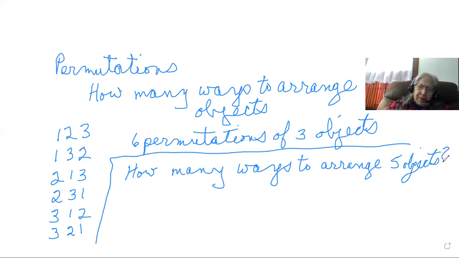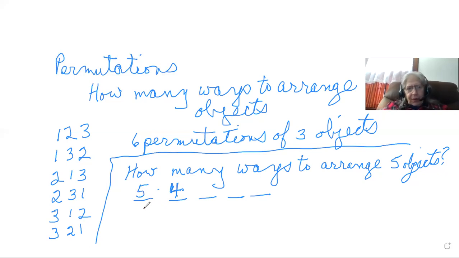Well, let's think of it this way. Suppose you had 5 chairs and you set them out in a row. There would be 5 choices for the first chair. And once you've chosen somebody or some object for that chair, then there'd only be 4 left. So for the second chair, you'd have 4 ways to put those people or objects in that spot.